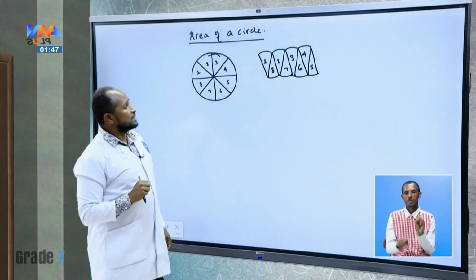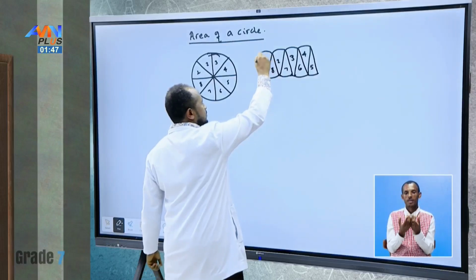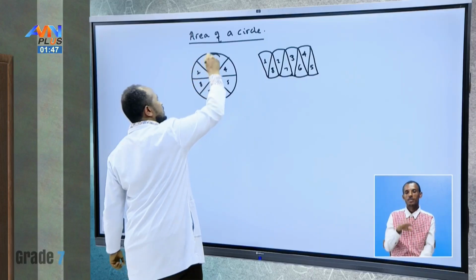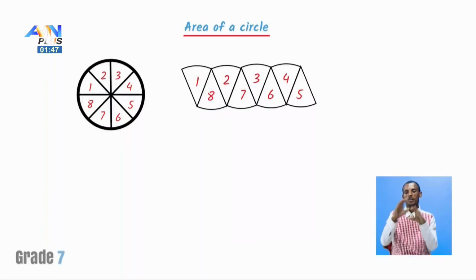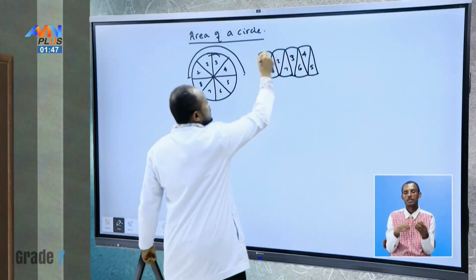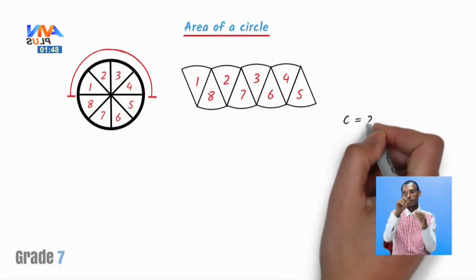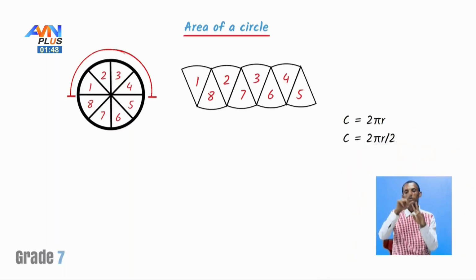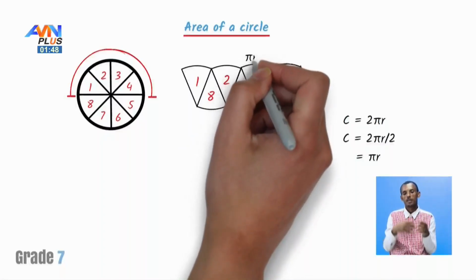So from this, you can see one thing. Look, this curved part, 1, 2, 3, 4, is equivalent to this one, 1, 2, 3, 4. So this upper curved part is equivalent to this length, which is half of the circumference. We know that circumference is given by 2 pi r. Half of a circumference is 2 pi r over 2. It is pi r. So this length is pi r.